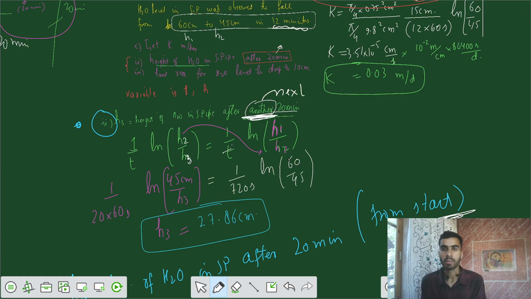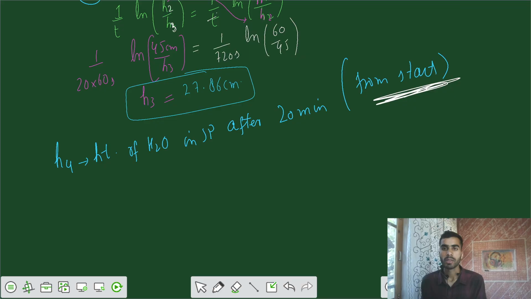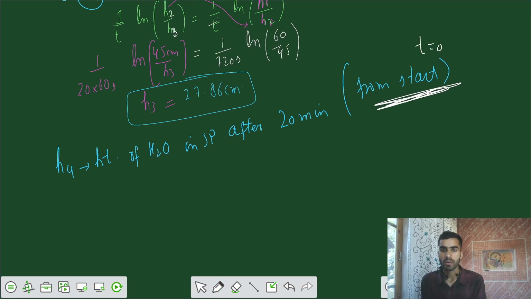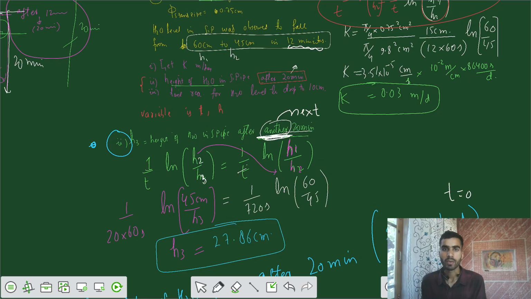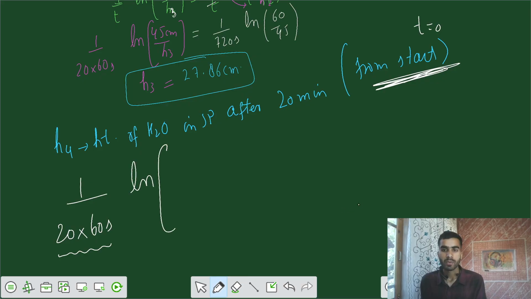But in this problem we are going to take all those 20 minutes from the start, time t equals 0. So from the start, what was the height of H1? That was 60. If I use the same equation here, I would write 20 into 60 seconds into ln of height of H1, because I'm going from the start, and I need to go to the height of H4.